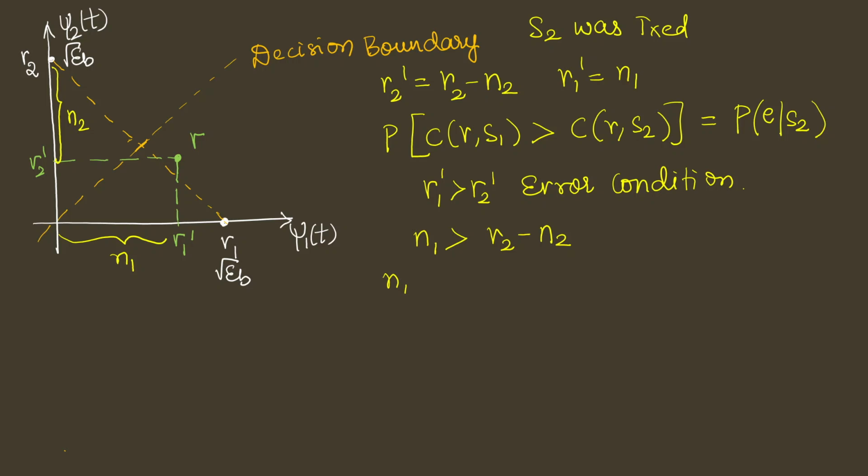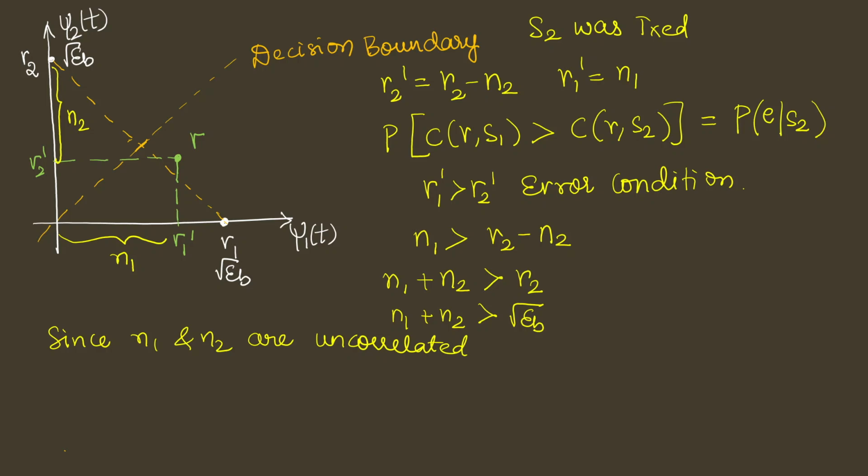So rearranging the terms, I get n1 plus n2 is greater than r2. All the noise terms are clubbed together, that is n1 plus n2. If the magnitude of the noises put together, n1 plus n2, is greater than root Eb, then we call this scenario the error condition. That is, if the magnitude of the noise along both the frequencies is larger than the signal energy, then we decide that the error has occurred. Since n1 and n2 are uncorrelated, that means n1 and n2 are orthogonal.